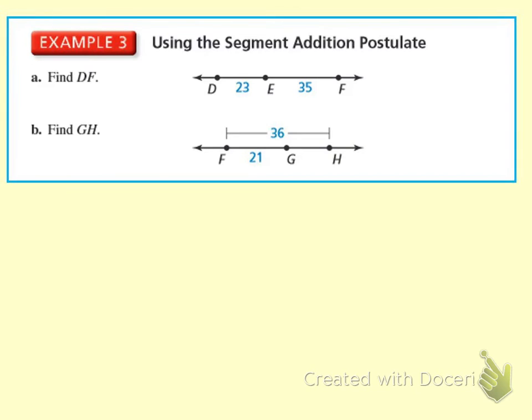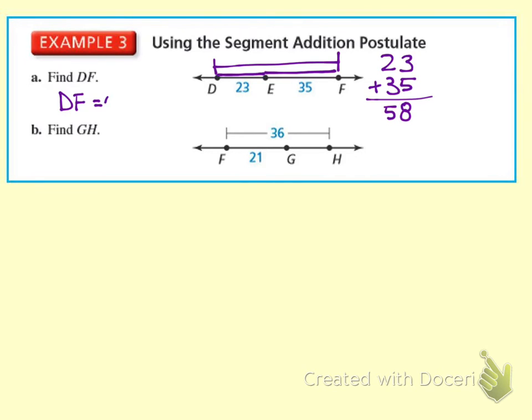We're going to find the length of DF. We know from D to E is 23, and from E to F is 35. So what do we do to find the full length? Add them together, that's it. 23 plus 35 is 58. So what you're going to write is the length of DF is 58. I want you practicing without the line above DF, which means the length of DF is 58. Circle it, box it, highlight it. I don't care. Just show that that's your answer.